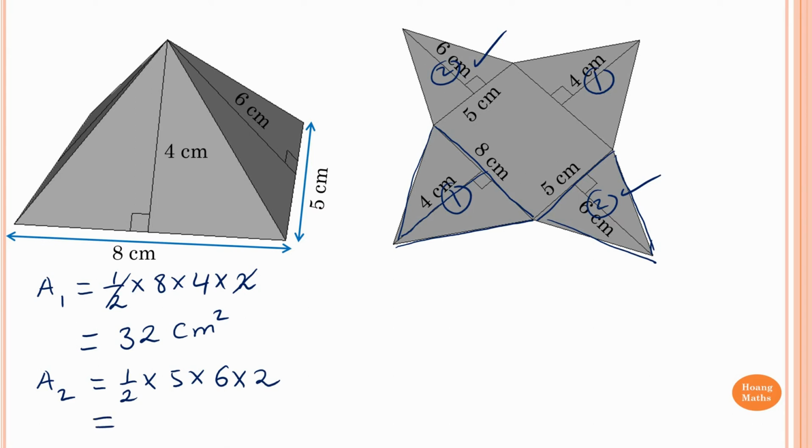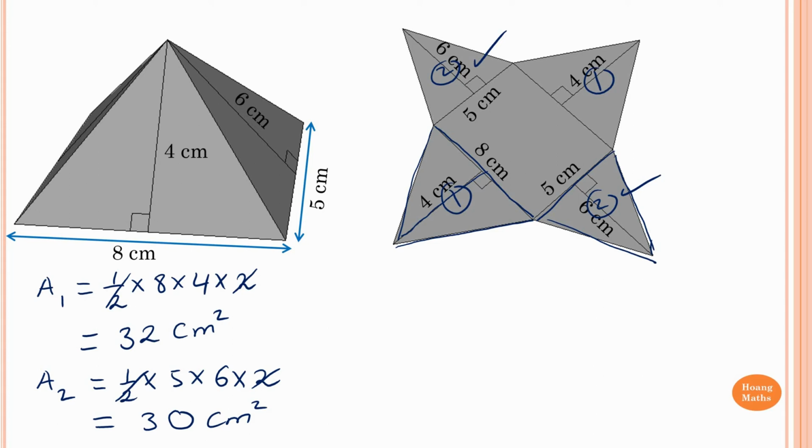So you cancel this out, and then 5 times 6 is 30. Otherwise, you just type that on your calculator: half times 5 times 6 and times 2. And it gives you 30. And the unit is square centimeters because of area.